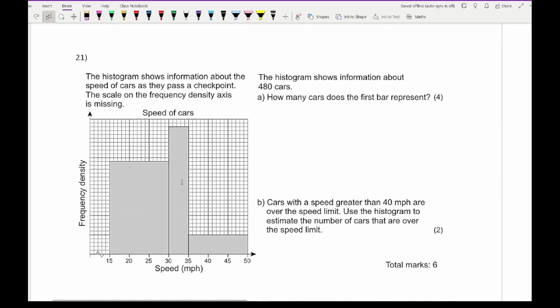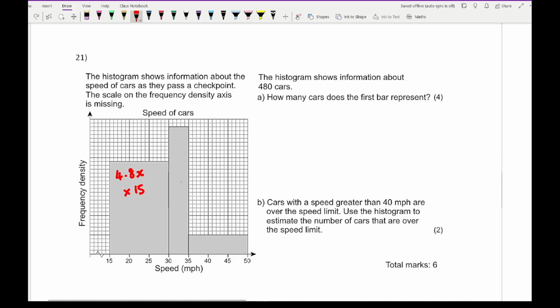Moving on to question 21, it says the histogram shows information about the speeds of cars as they pass a checkpoint. The scale on the frequency density axis is missing. The histogram shows information about 480 cars. How many cars does the first bar represent? There are several ways you can work this out, but the way my brain thinks is, looking at the height of this first bar, it is roughly 4.8, but we don't know what the scale is. So that's going to be 4.8x, and then the width, which I do know, is times 15.